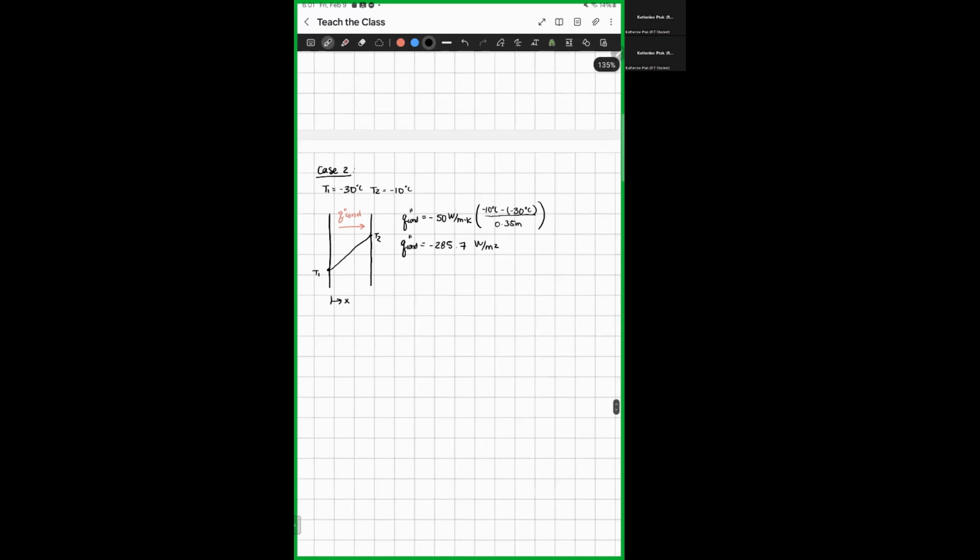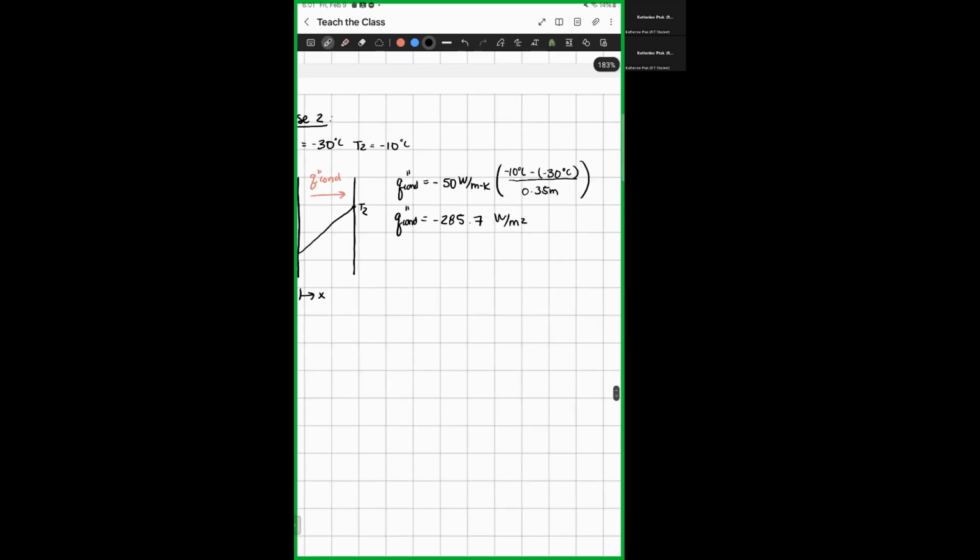And so this being negative makes sense because we drew Q conduction in the positive x direction, but heat is actually being transferred from T2 to T1. So it's actually going in the negative direction, but this being negative does make sense.